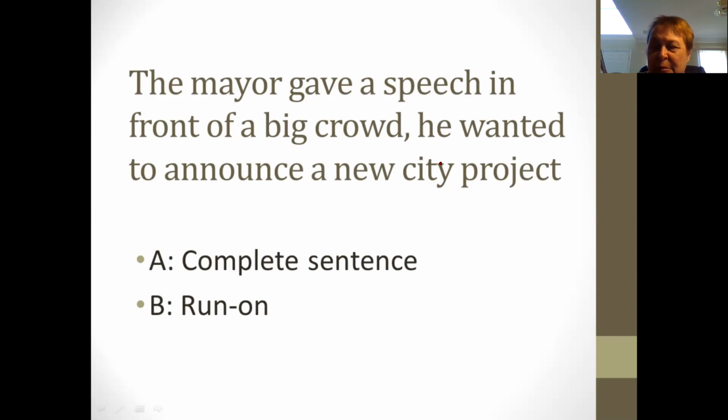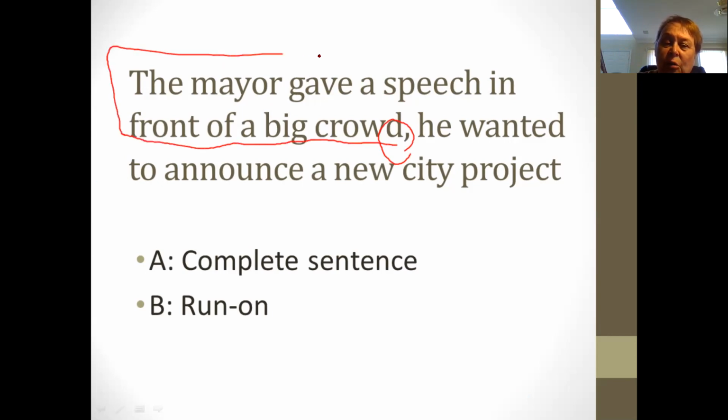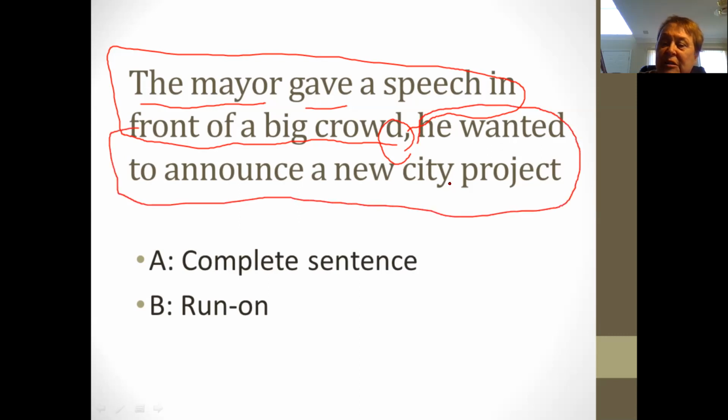Just a second, I can't find my mouse. Here we go. There's the comma. Let's take a look. The mayor gave a speech in front of a big crowd. That whole part there, can you see? That's an independent clause. Subject, the mayor gave a speech in front of a big crowd. Second one, he wanted to announce a new city project. Subject, he wanted, okay, to announce a new city project. You see you have two independent clauses joined together by, there it is, the comma splice, the big no-no. All right, let's go on to the next one.